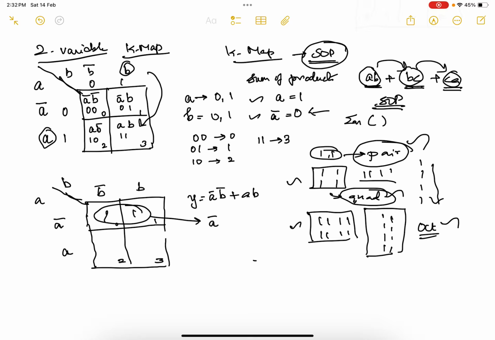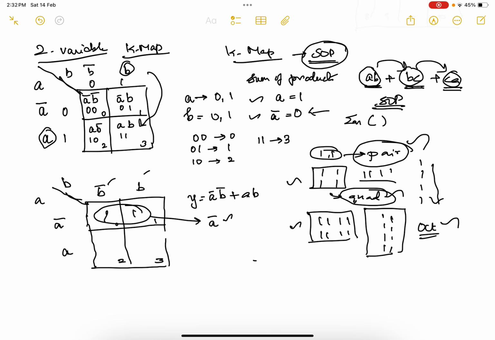Then you check the column. In the column, it appears in the first column and also in the second column. So this belongs to B dash, this belongs to B. Both are changing, so there is no uniformity, there is no common term. So both are changing means we should not write that, as it becomes a redundant form. So only A dash will be the answer for this.